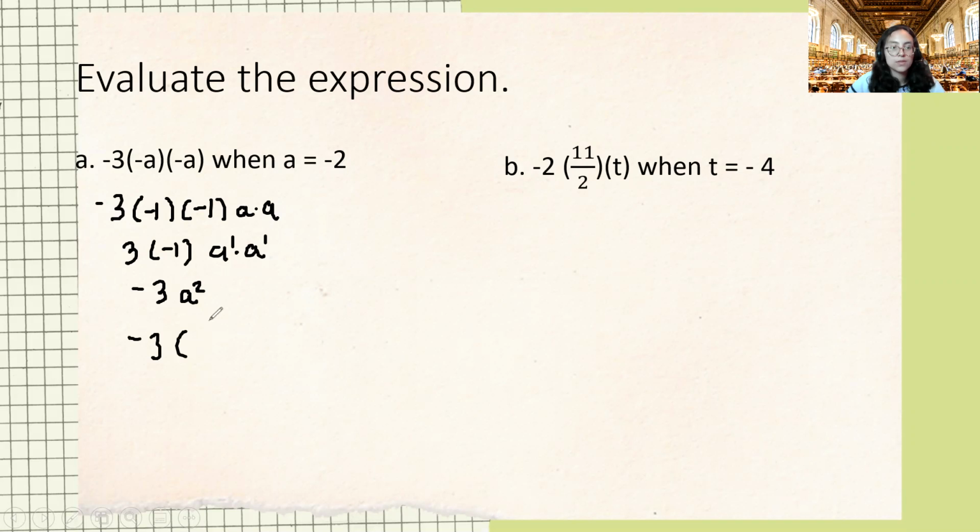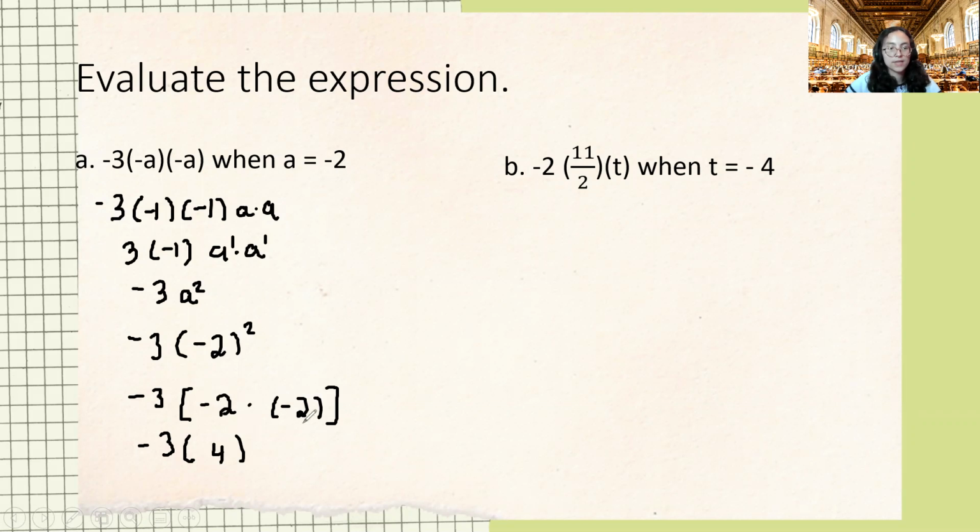Now I can substitute. So whenever I see an a, I write in negative 2. And I can evaluate this exponent first. So negative 2 times negative 2. Actually, I might need better notation for this, so that there's minimal confusion. So negative 2 times negative 2 will be a positive 4, because a negative times a negative is going to give me a positive. And negative 3 times positive 4 is going to give me a negative. 3 times 4 is 12, so my final answer is negative 12. Okay.